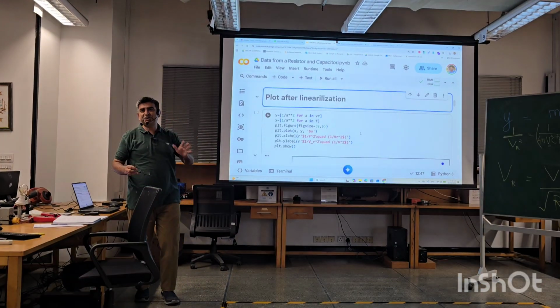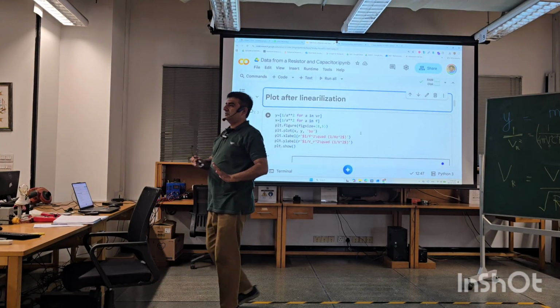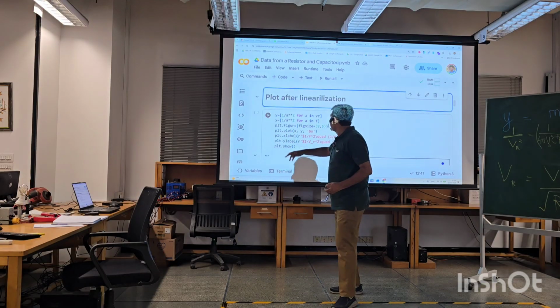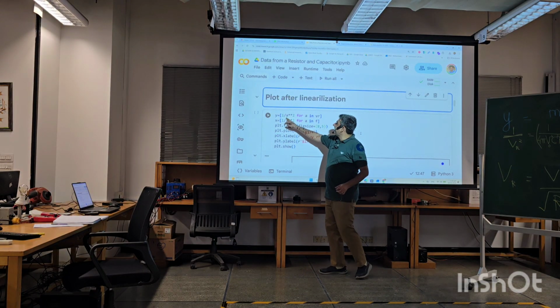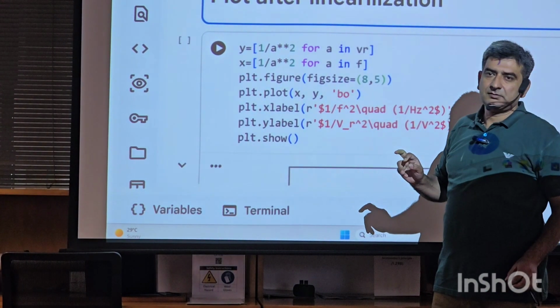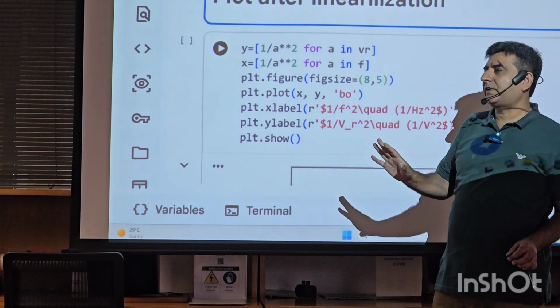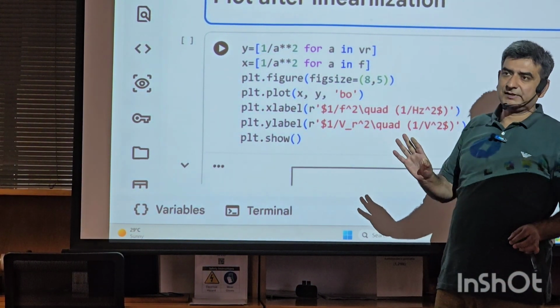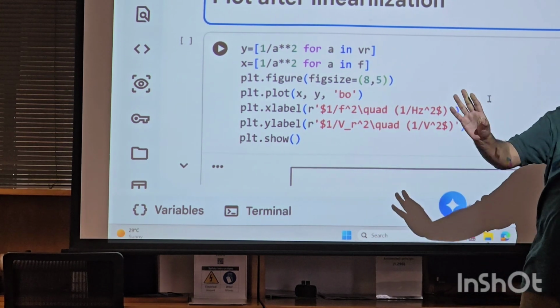Different ways of achieving the same thing. You might use your own way, but how I have done this is y is 1 over a square for a in VR. This is how I have done it. You need not follow this approach. You can do whatever you like.